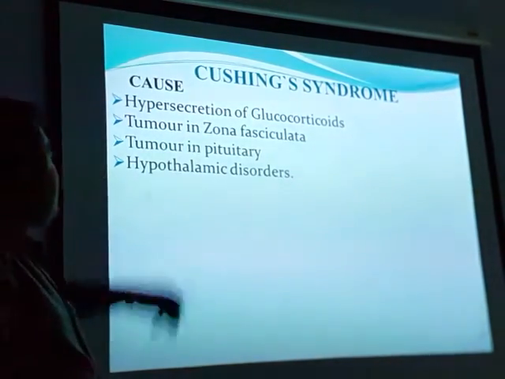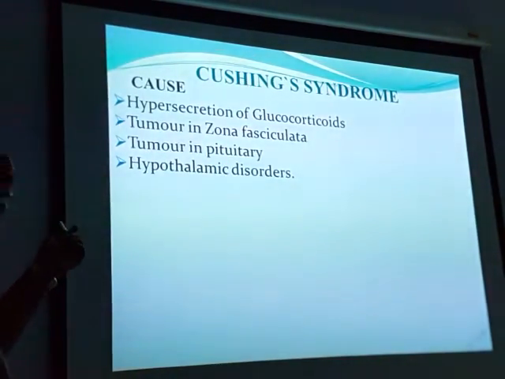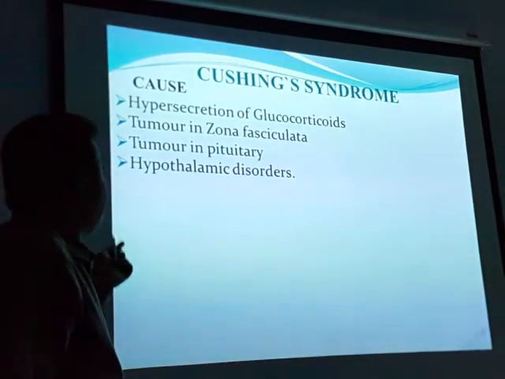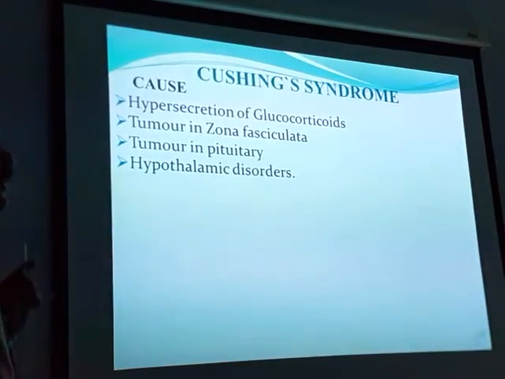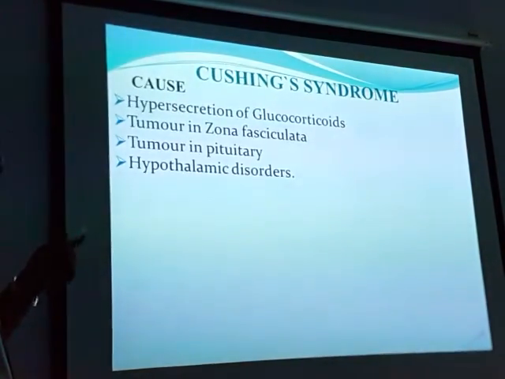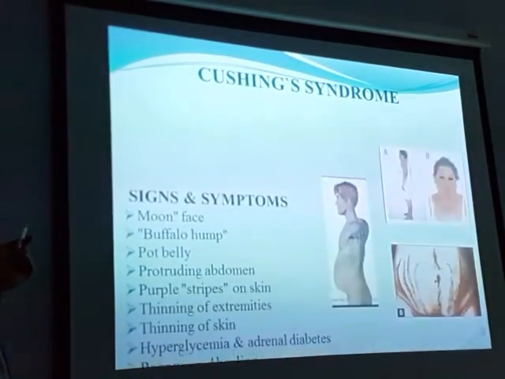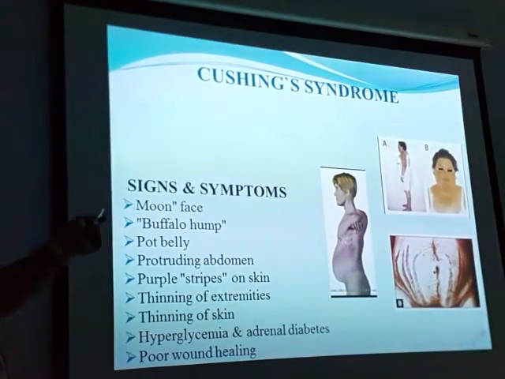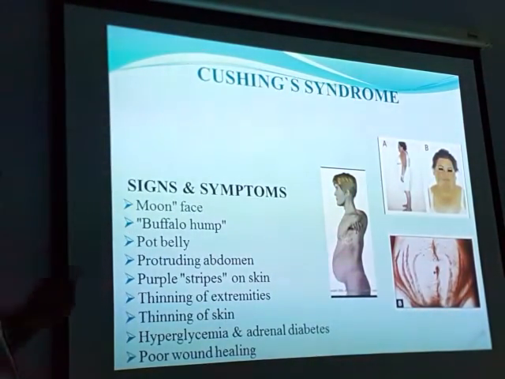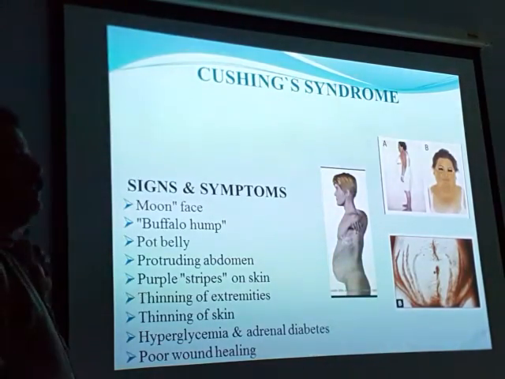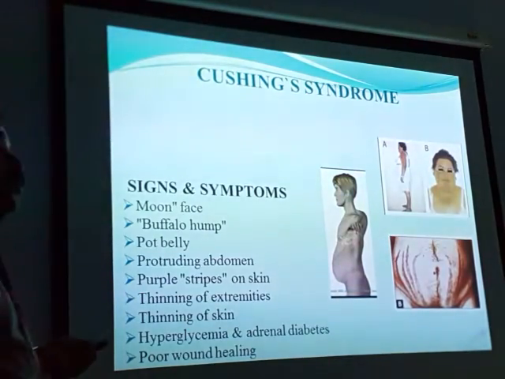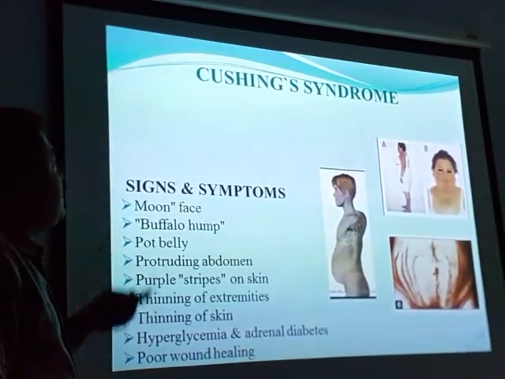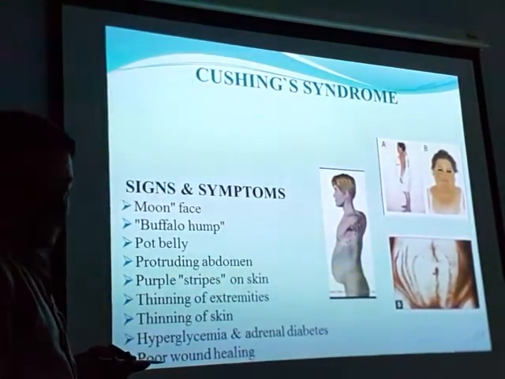Cushing syndrome: the causes are hypersecretion of glucocorticoids, tumor in the zona fasciculata, tumor in the pituitary gland, and hypothalamic disorders. The signs and symptoms are moon face, buffalo hump, pot belly, thinning of the skin, thinning of the extremities, and poor wound healing.